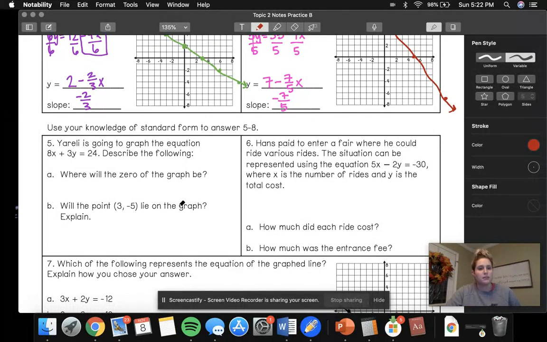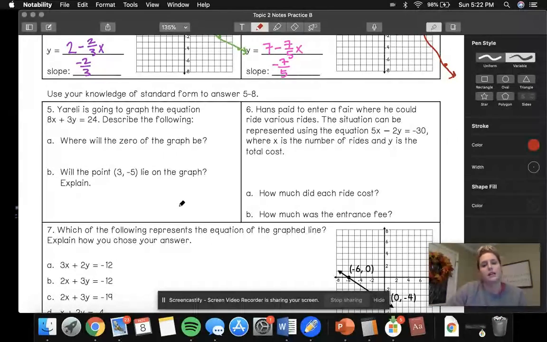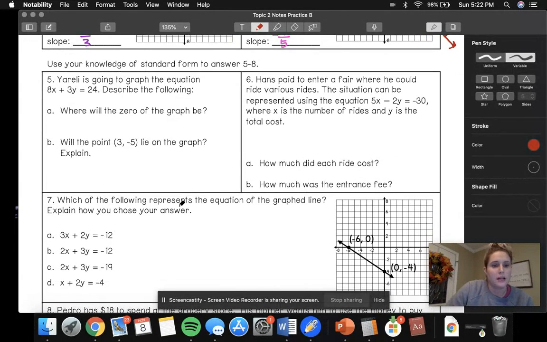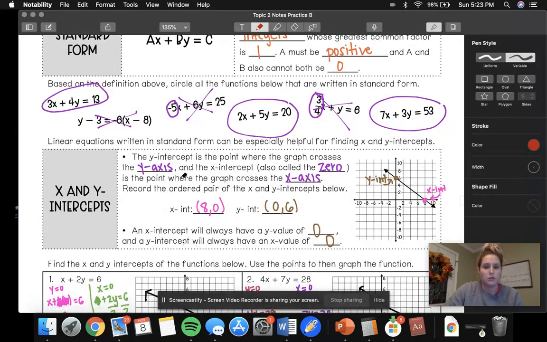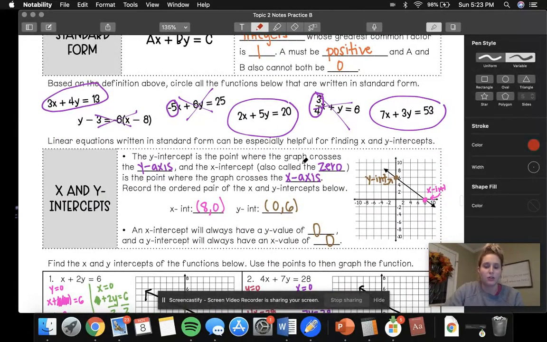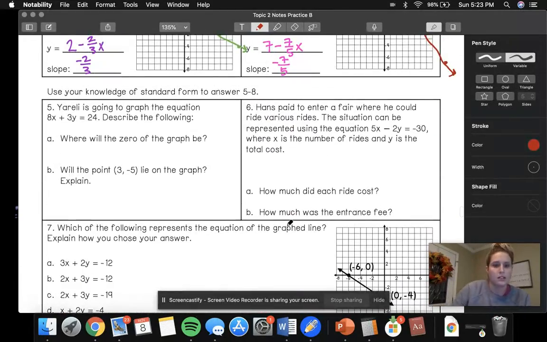Okay, so this problem says use your knowledge of standard form to answer questions 5 through 8. Ureli is going to graph the equation 8x plus 3y equals 24. Describe the following. A, where will the 0 of the graph be? So 0 is kind of a new term. So if we go to the front of our notes, okay, the x-intercept is also known as a 0. So the x-intercept is when you have a y value of 0. So I'm going to say y equals 0.